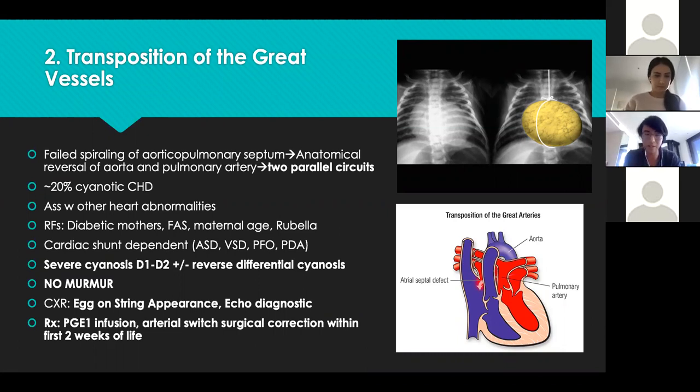Other things to note: you do a chest x-ray, or they give you a chest x-ray on exam, and you look for this egg on string appearance. That's due to the right heart enlargement over the right atrial border. It just looks like an egg, and then you've got your string here. So that's another buzzword. You do the echo to diagnose it. And since it's ductal dependent, we give them prostaglandins to try and keep it open. And then you've got to do an urgent arterial switch surgical correction, and that should be as soon as possible, ideally within the first 2 weeks of life.